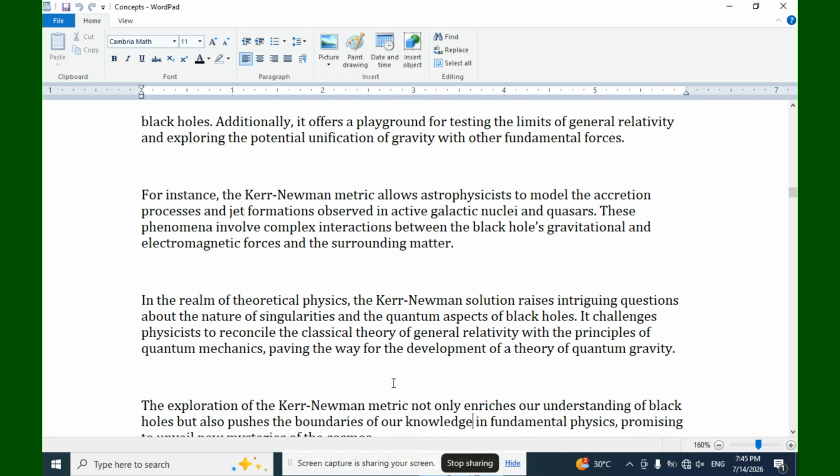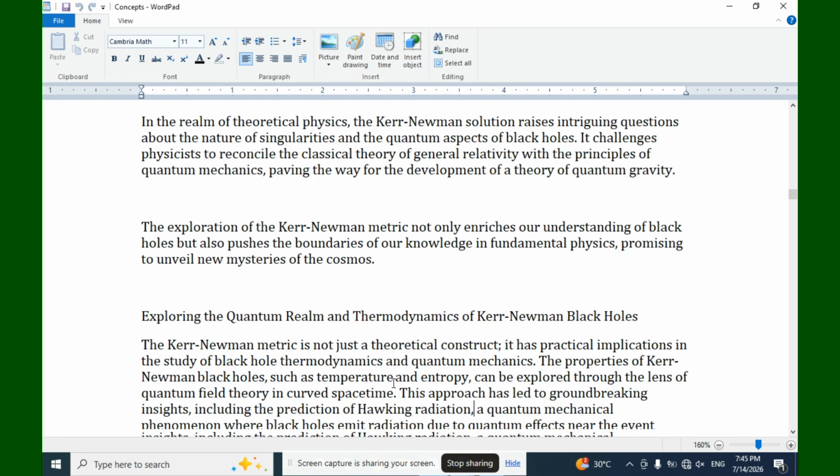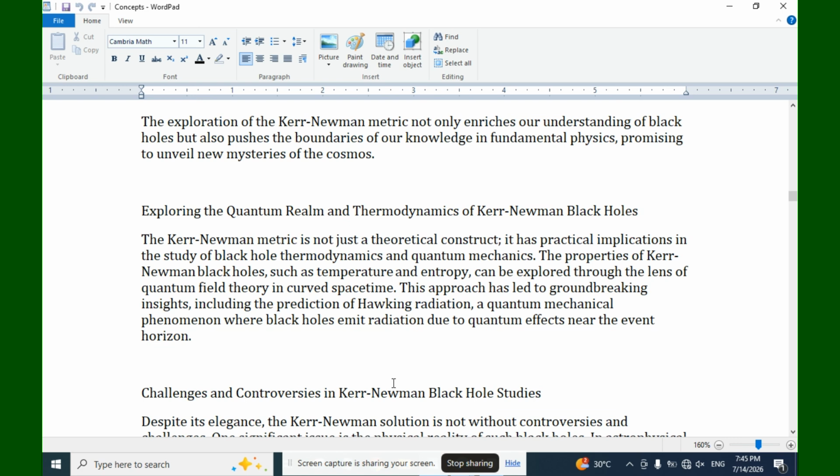In the realm of theoretical physics, the Kerr-Newman solution raises intriguing questions about the nature of singularities and the quantum aspects of the black hole. It challenges physicists to reconcile the classical theory of general relativity with the principles of quantum mechanics, paving the way for the development of the theory of quantum gravity. The exploration of the Kerr-Newman metric not only enriches our understanding of black holes but also pushes the boundaries of our knowledge in fundamental physics, promising to unveil new mysteries of the cosmos.